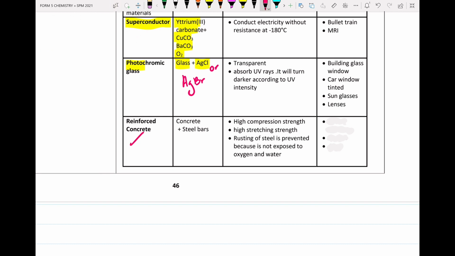Reinforced concrete is used to make high-rise buildings, the tallest buildings, bridges, dams, all that. It has high compression strength, and it has high stretching strength. Rusting of the steel is prevented because it's not exposed to water and oxygen.